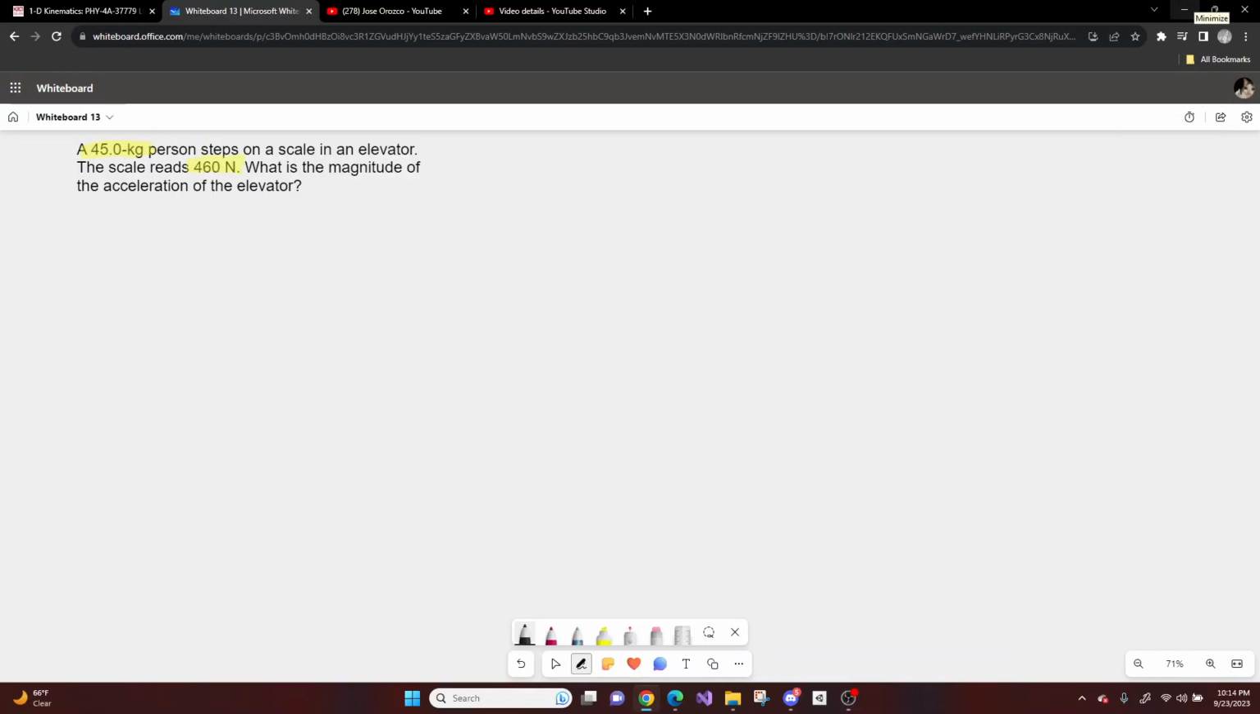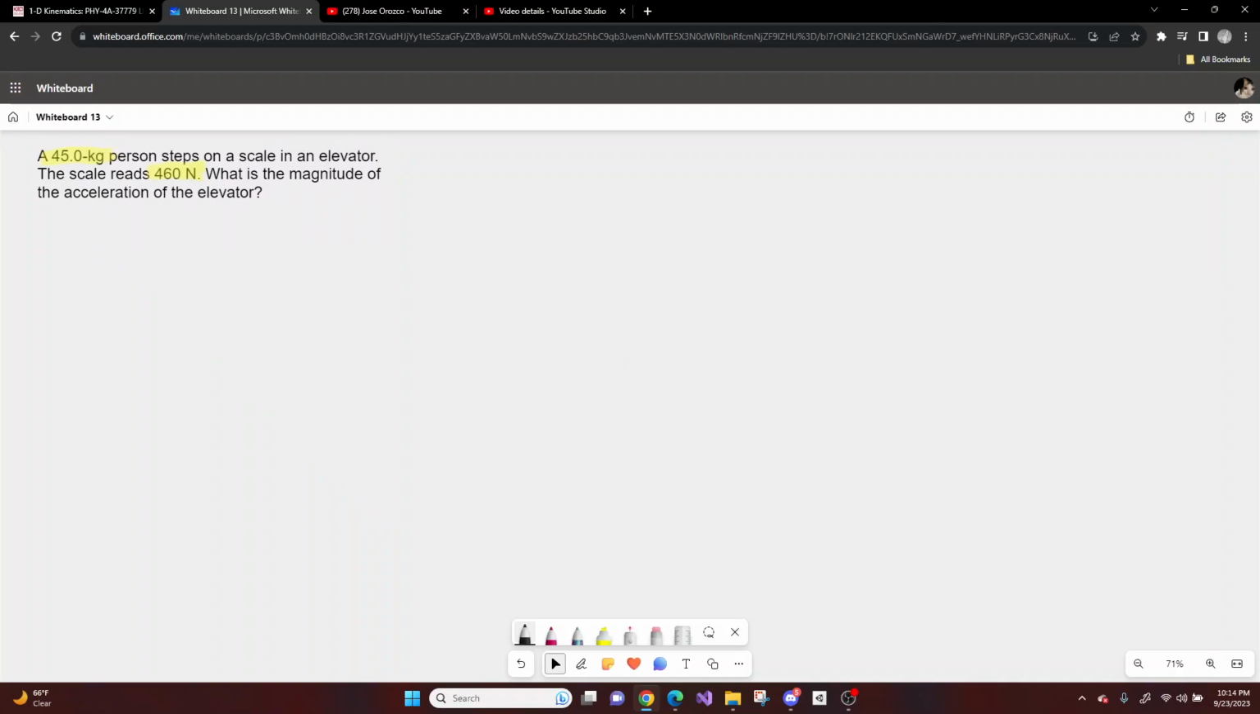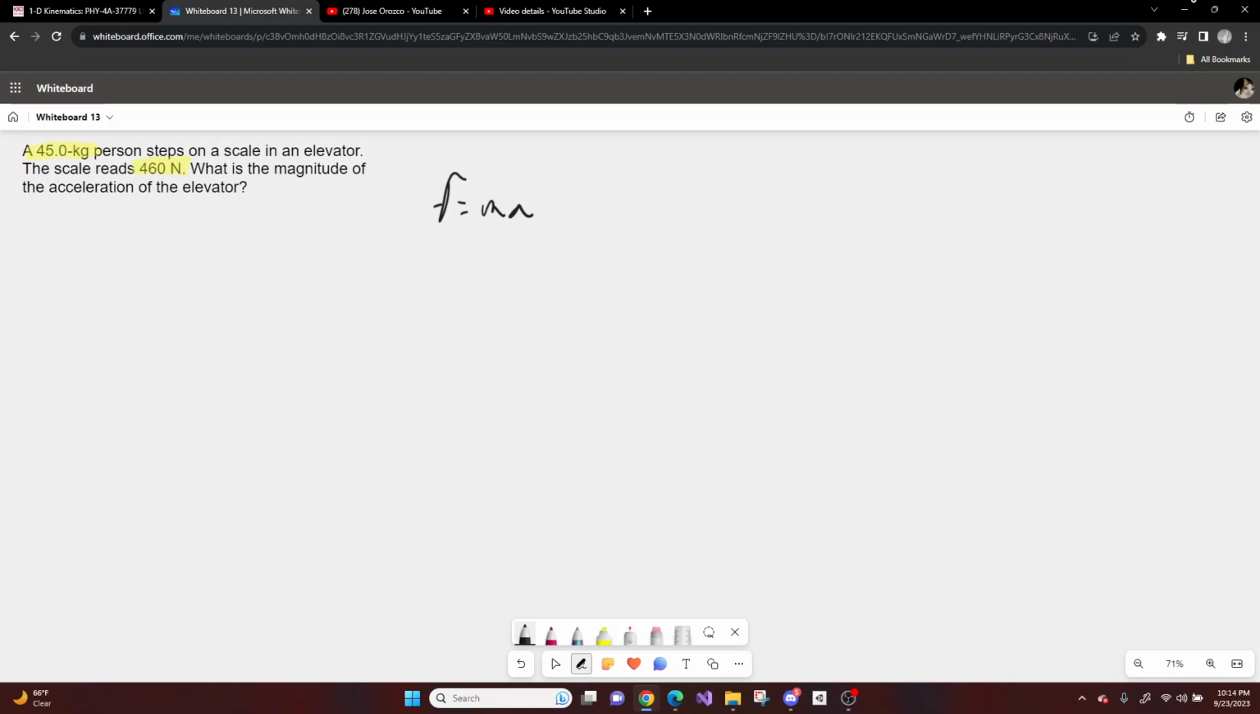So in this video, we'll be analyzing this question. A 45-kilogram person steps on a scale in an elevator. The scale reads 460 newtons. What is the magnitude of the acceleration of the elevator? So this question can be a little confusing for a variety of factors. But the first place your head should be headed towards is the formula: force equals mass times acceleration.